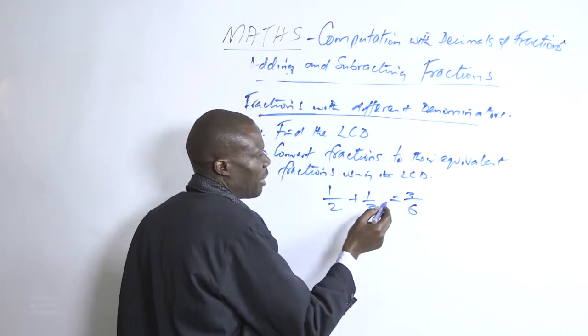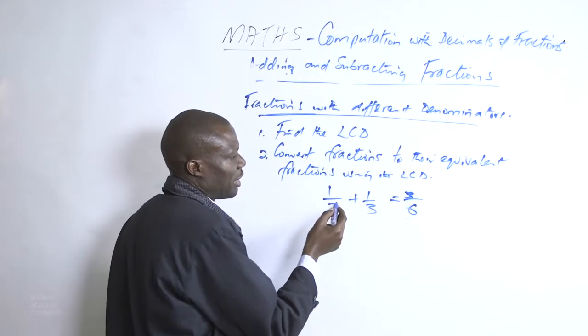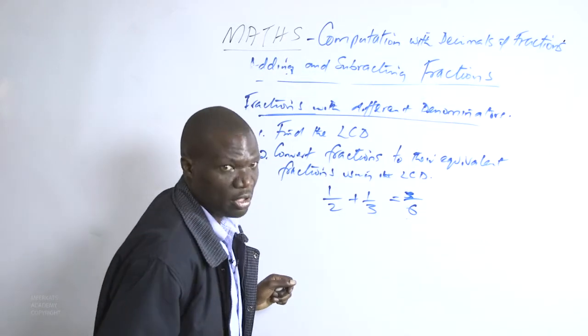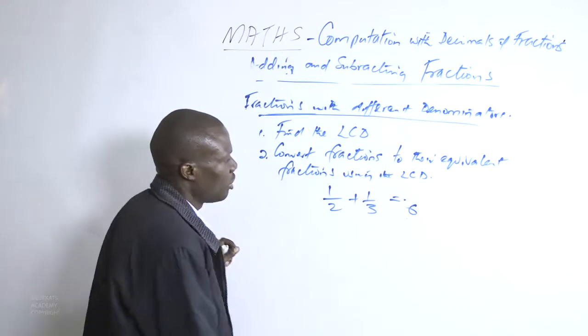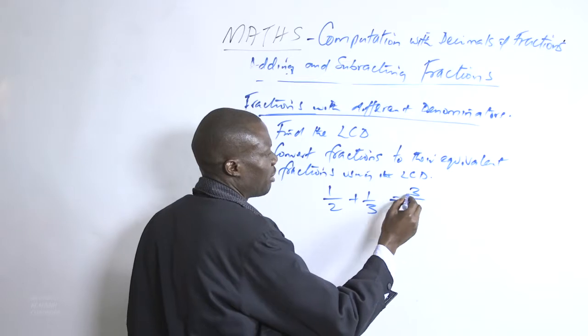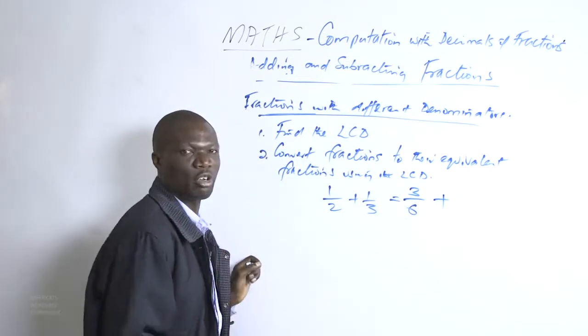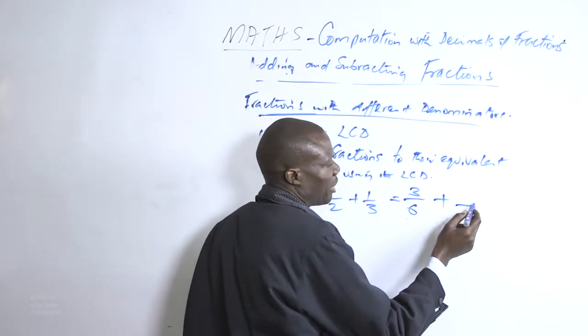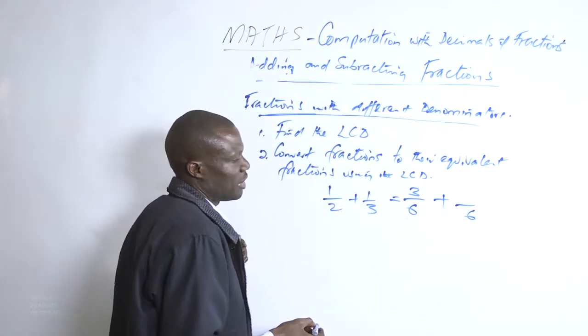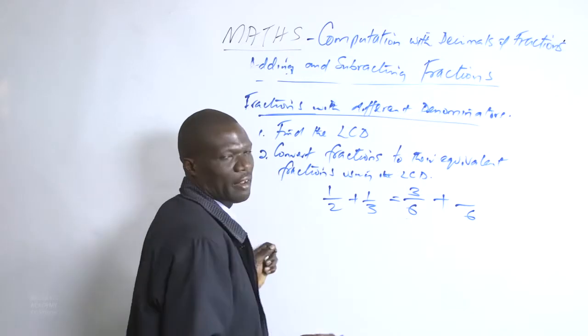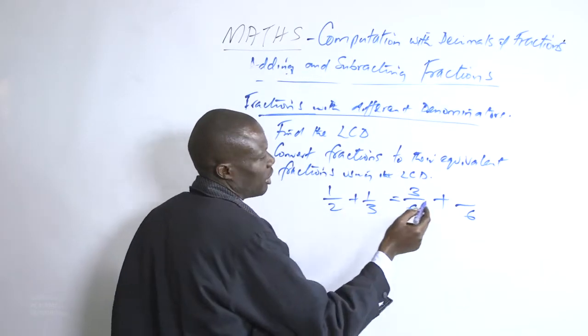So 1 over 2, you simply say 3 over 6. Then the equivalent fraction of 1 over 3, the denominator being the lowest common denominator, which is 6. 6 divided by 3 is 2. 2 times 1 is 2.